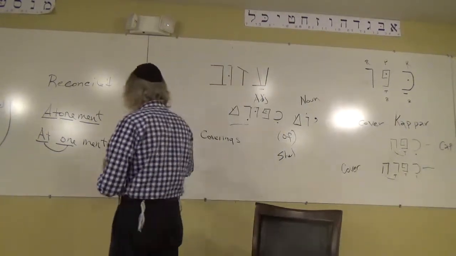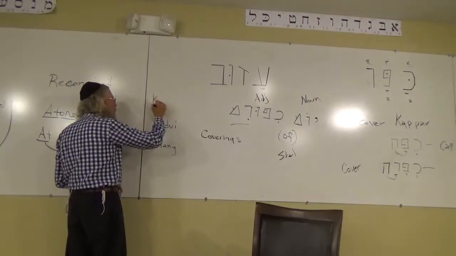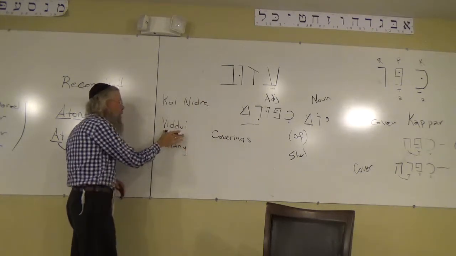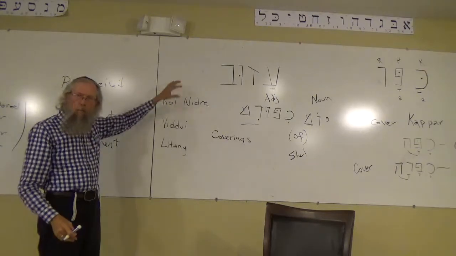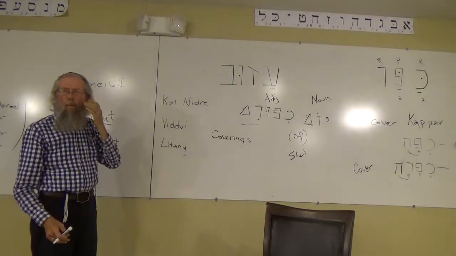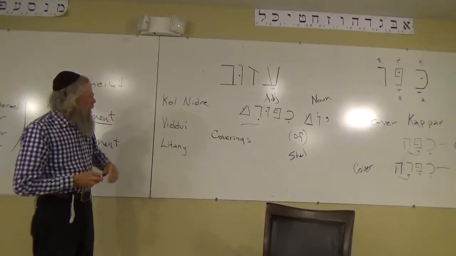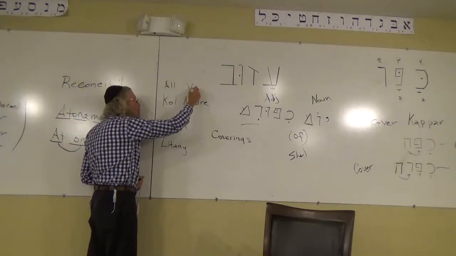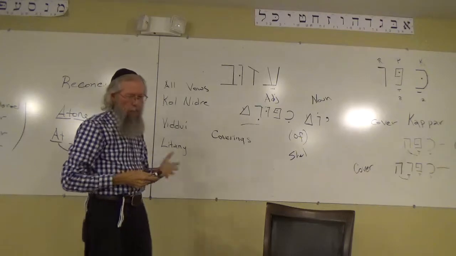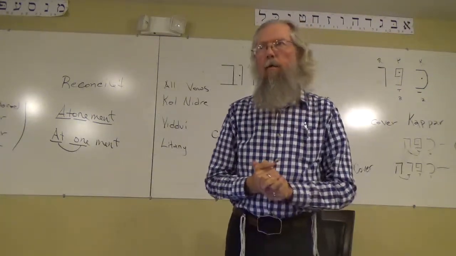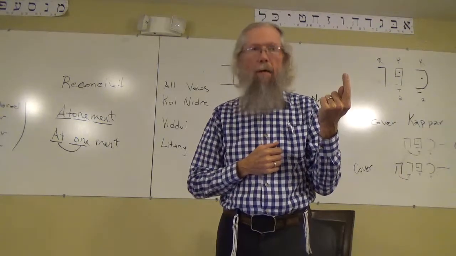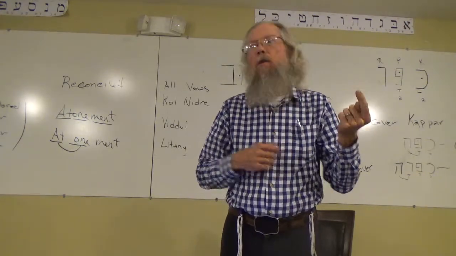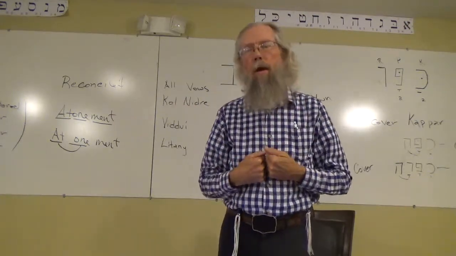In saying that, there are two main parts for Erev Yom Kippur. The first is called Kol Nidre, and then the second is called Vidui. And there are prayers and blessings in between. Kol Nidre means all vows. What this prayer does is it asks God for forgiveness, number one, for broken promises. How many of you have broken a promise? Did you say you're going to do something and you didn't do it? So basically, this is asking God to forgive us for promises we did not keep.